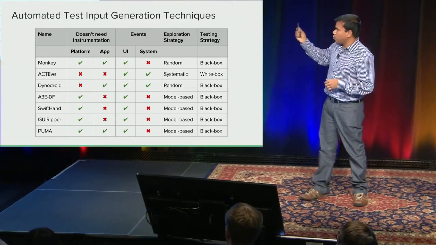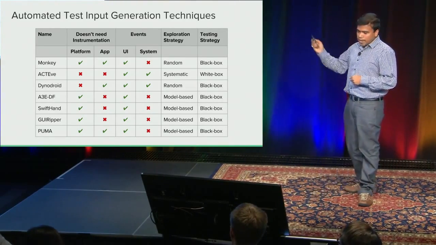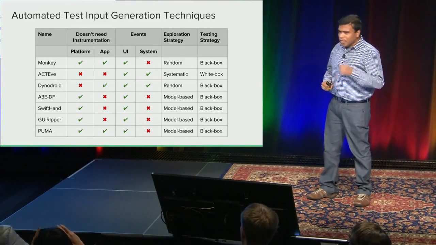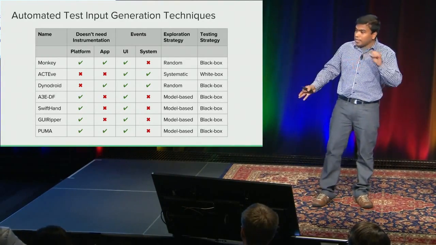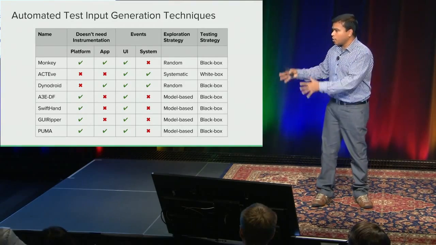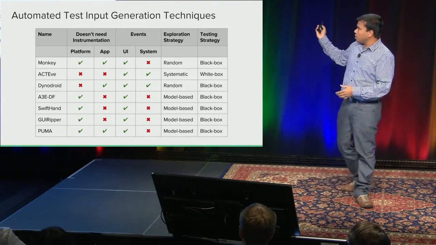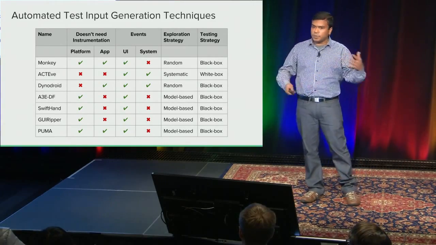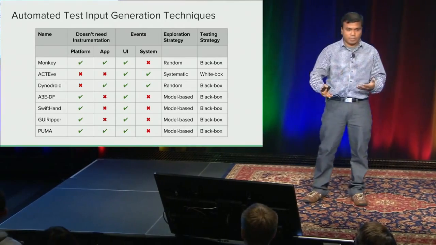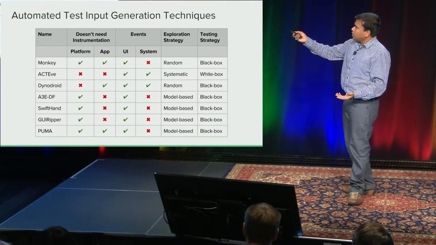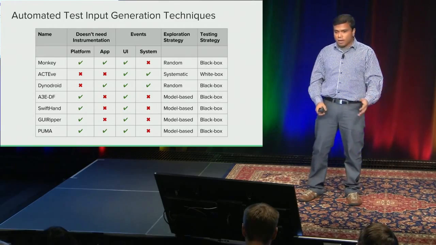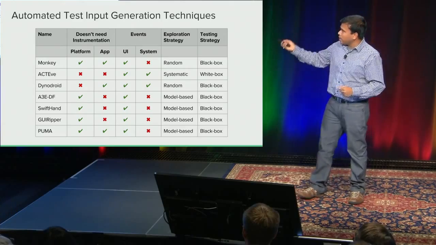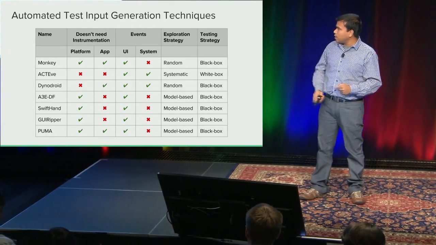Monkey is from Google, right? The other tools are academic tools: Active, DynaDroid, A3E, SwiftHand, GUI Ripper and Puma. The second column shows whether the tool needs instrumentation or not. Does it modify the app or the platform? As we can see, Monkey does not, and Puma, the last tool, does not modify anything. Puma uses the accessibility API, and through that it can know the status of your app. Whereas Active modifies both the platform and the app to get the symbolic constraints. DynaDroid modifies the platform, whereas the other 3 tools modify the app.